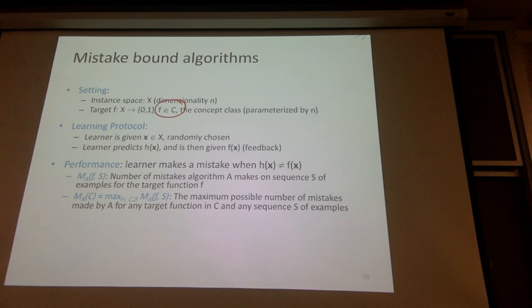Yeah? So is C the concept class, like what we were talking about earlier, like a set of monotonic conjunctions? That's exactly it. C is a set of functions that, let's say, the learner believes contains the true function. It could be monotonic conjunctions, it could be linear classifiers, some class of functions.